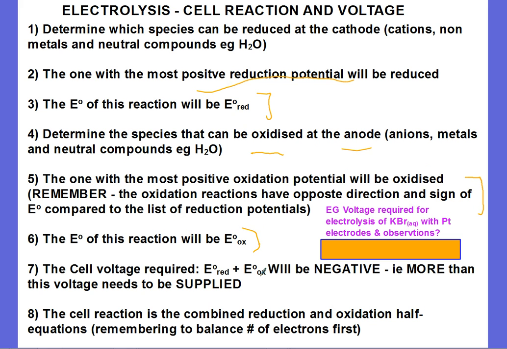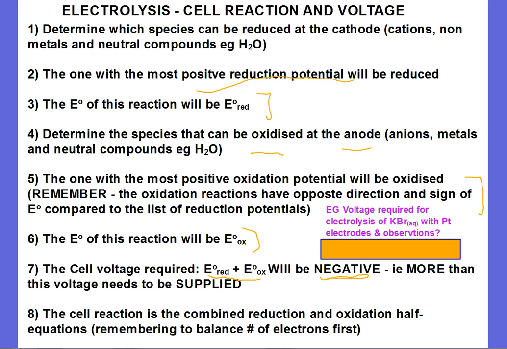The cell voltage required when you add up E0 reduction and E0 oxidation will be a negative value because this is all about applying energy and you've got to apply more than that voltage. You need to supply more than that voltage to get the electrolysis to occur. The cell reaction, similar to galvanic cell, is the combined reduction oxidation half equations, remembering to balance the electron numbers first.